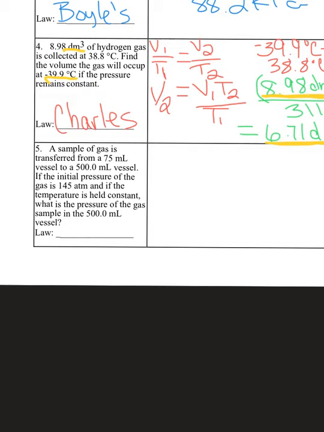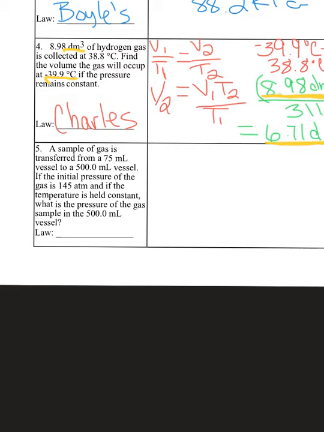Number 5, a sample of gas is transferred from a 75 milliliter vessel to a 500 milliliter vessel. If the initial pressure of the gas is 145 atmospheres, and if the temperature is held constant, what is the pressure of the gas sample in the 500 milliliter vessel?